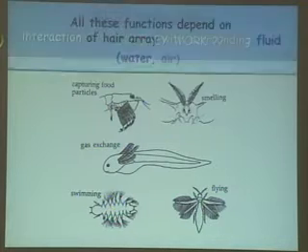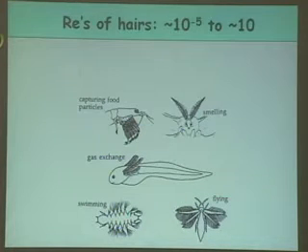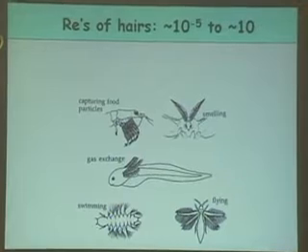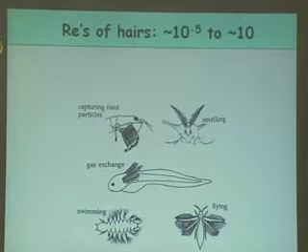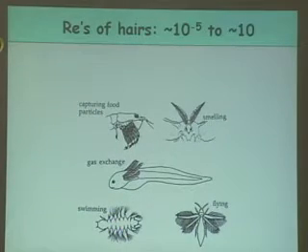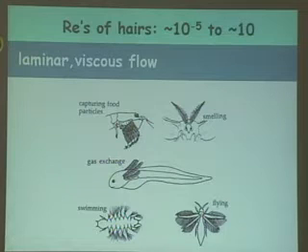So how do these arrays of hairs work? If you think about it, all the functions I talk about involve the interaction of the hair array with the fluid around it, so smelling, swimming, gas exchange. So how do these hairs interact with the water or the air? If you work out the Reynolds numbers of the individual hairs on these diverse structures, you find that the Reynolds numbers range between 10 to the minus 5 up to about 10. And what we know about that Reynolds number range is that we're dealing with laminar viscous flow. So imagine the bathtub full of honey for the rest of my talk as I explain how these structures work.